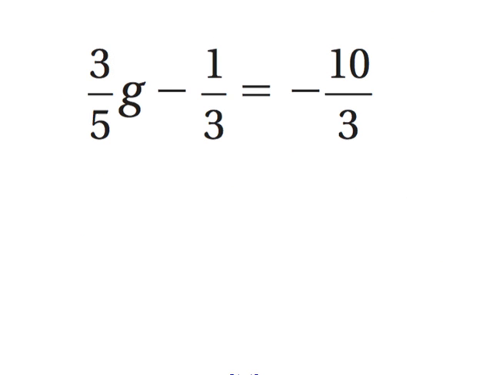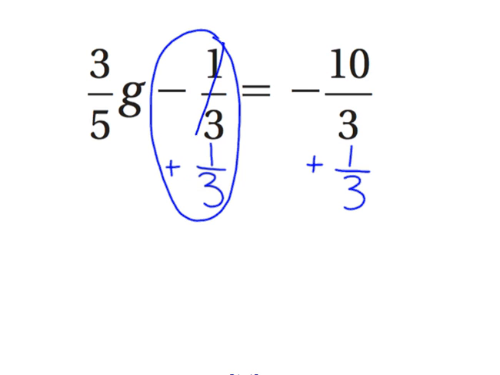Okay, another one with some fractions. We'll still make sure we deal with the constant first. So the side with my variable, here's the term with the variable. So I'm going to add 1/3 to each side to get rid of the constant. Okay, this time we already have common denominators. So negative 1/3 and positive 1/3 cancel. Negative 10 plus 1 is negative 9, and the denominator stays the same.